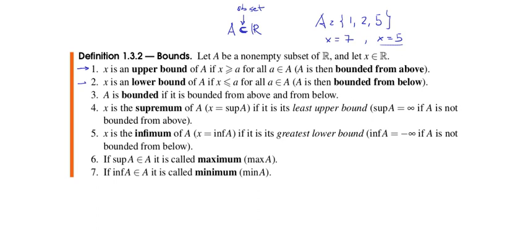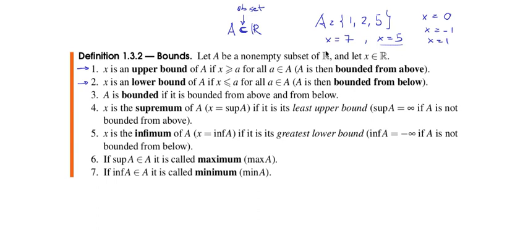Similarly, X is a lower bound of A if X is smaller or equal than A for all elements in A. So for instance, in this case, X equals 0 is a lower bound, or minus 1, or 1. All of them are lower bounds for A. A is bounded if it's bounded from above and below at the same time. A bounded set has many upper bounds and many lower bounds.